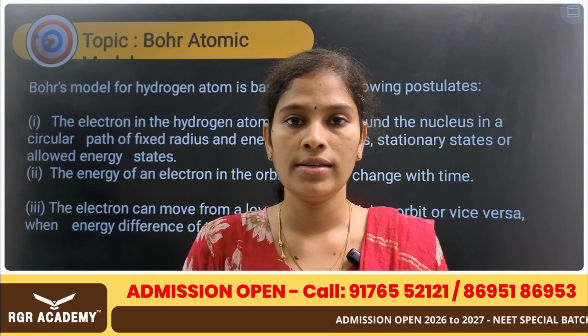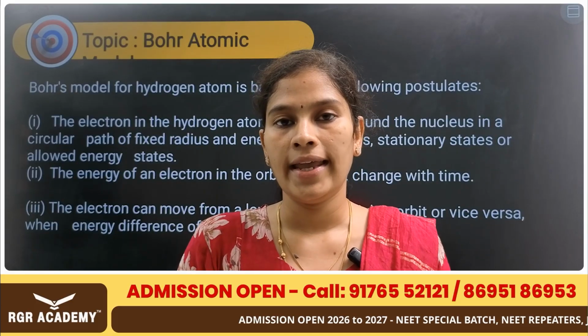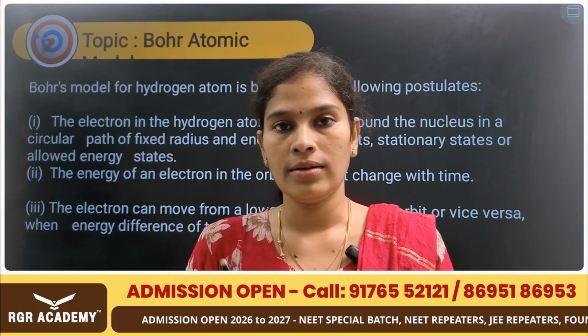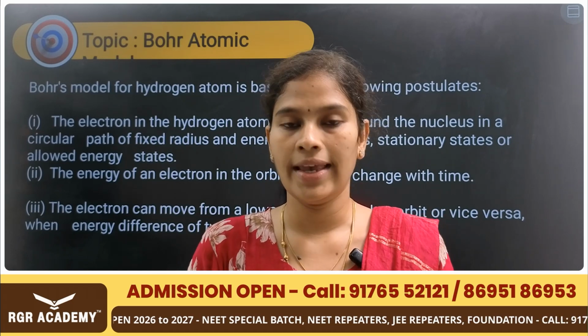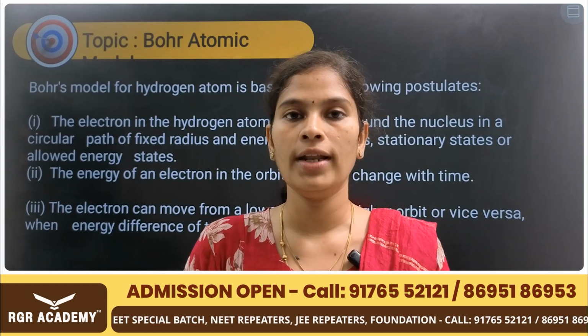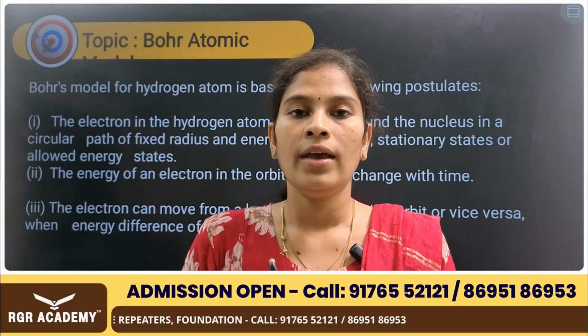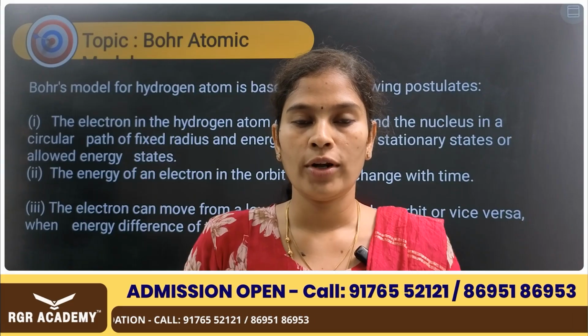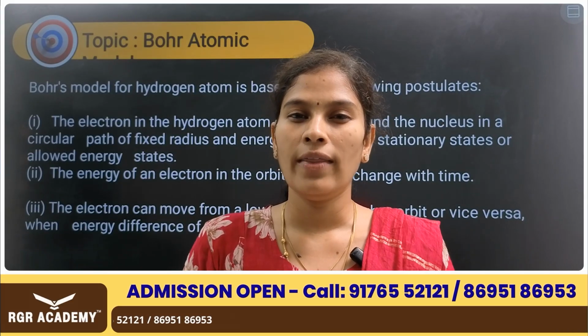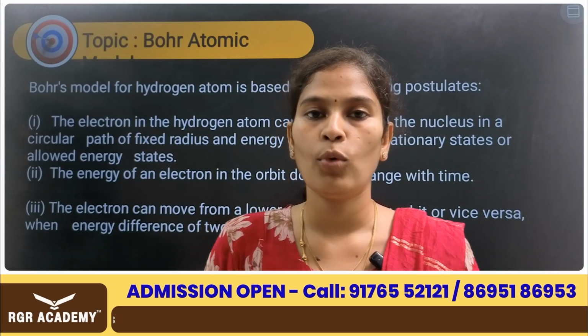Each electron carries some energy. Whether the energy increases when the distance increases or decreases, everything is explained in Bohr's model. So the energy of the electron and the electronic structure of the atom are explained in this model. First we are going to discuss the main postulates of Bohr's model, right?